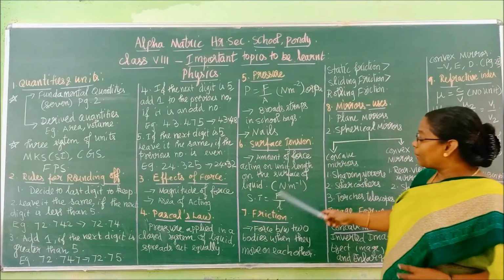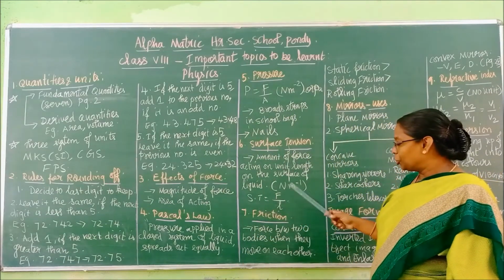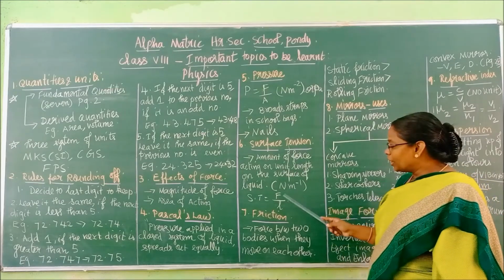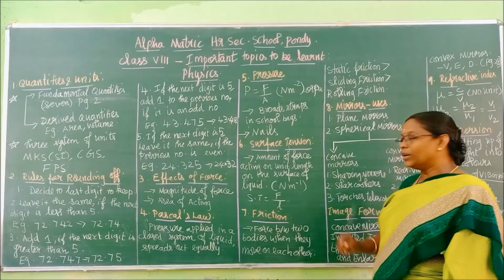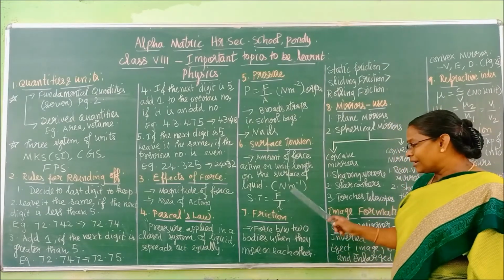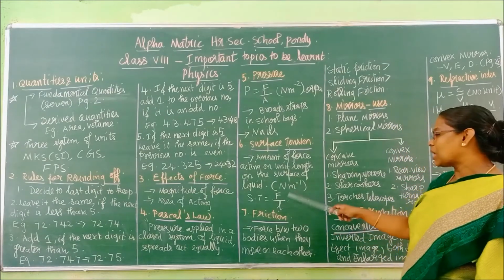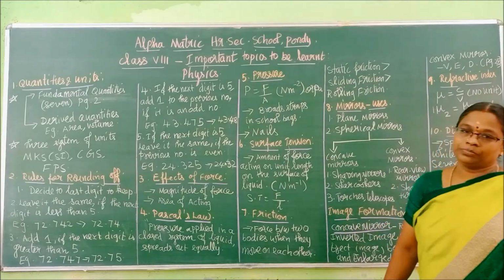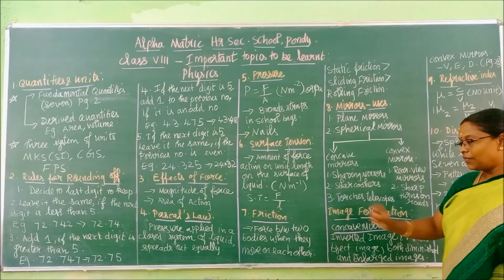So what is its formula? Surface tension is equal to force by length. Okay, what is its unit? Force unit is Newton, length unit is meter, but that meter is in the denominator. When that goes down, it will go as Newton per meter. Clear, children? So this is surface tension.